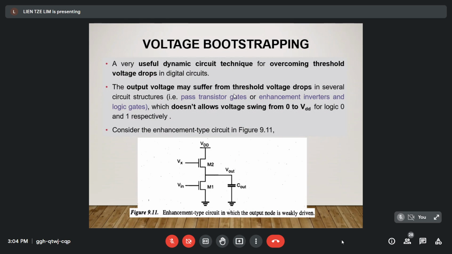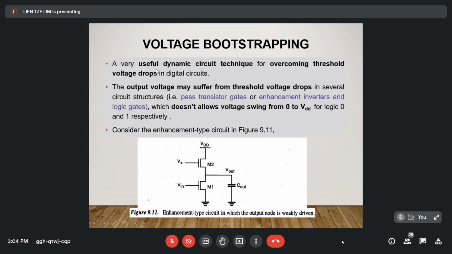Now I will explain voltage bootstrapping. What is it about? The example I am going to show is the inverter. There are two NMOS; this is an enhancement type inverter.